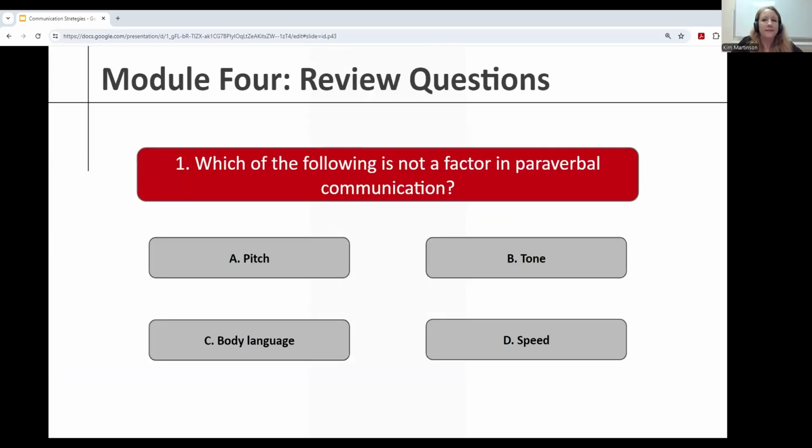Okay, so a couple questions for this module. Question: which of the following is not a factor of paraverbal communication? Is it A, pitch, B, tone, C, body language, or D, speed? Great, C. Paraverbal communication is a message told through the pitch, tone, and speed of our words when we communicate, and doesn't have to do with the nonverbal.